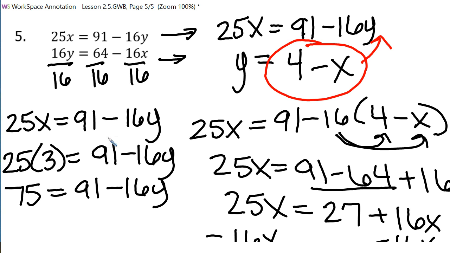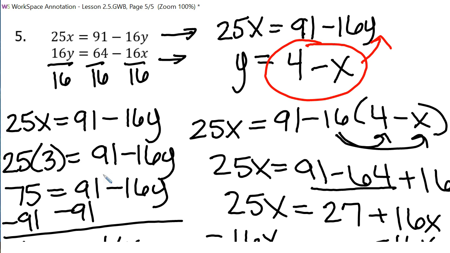75 equals 91 minus 16y. And what's next? Subtract the 91 from both sides. What is 75 minus 91? Negative 16. And how do I get rid of the negative 16? Divide both sides by negative 16. And y is equal to 1.